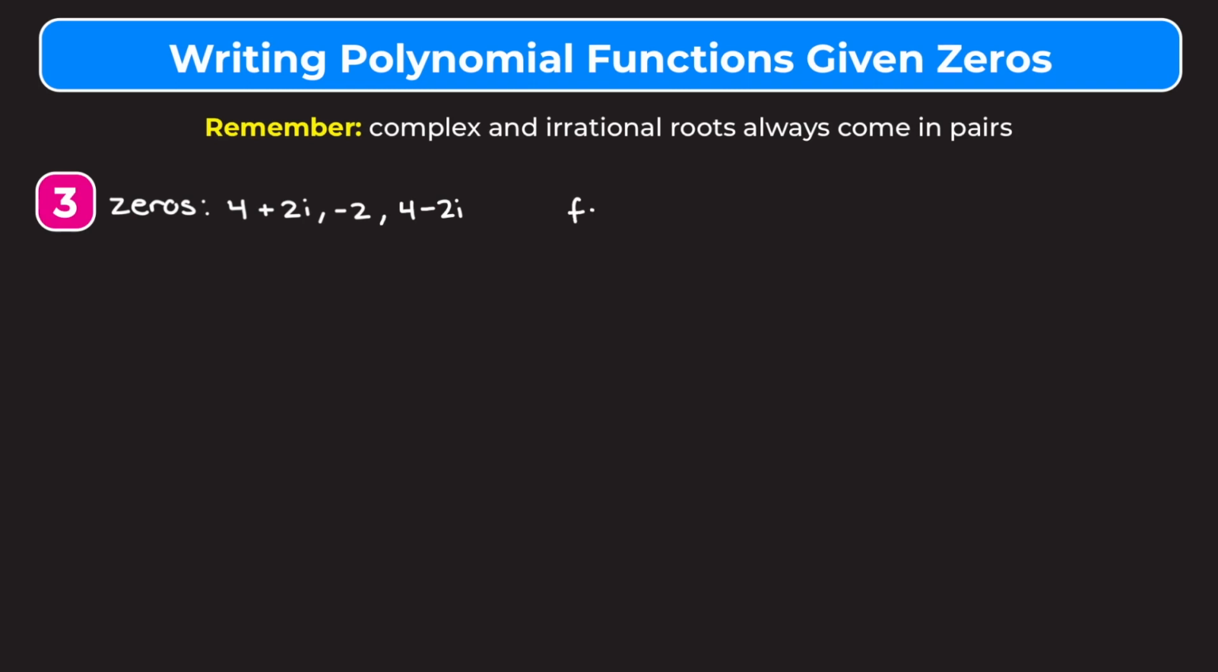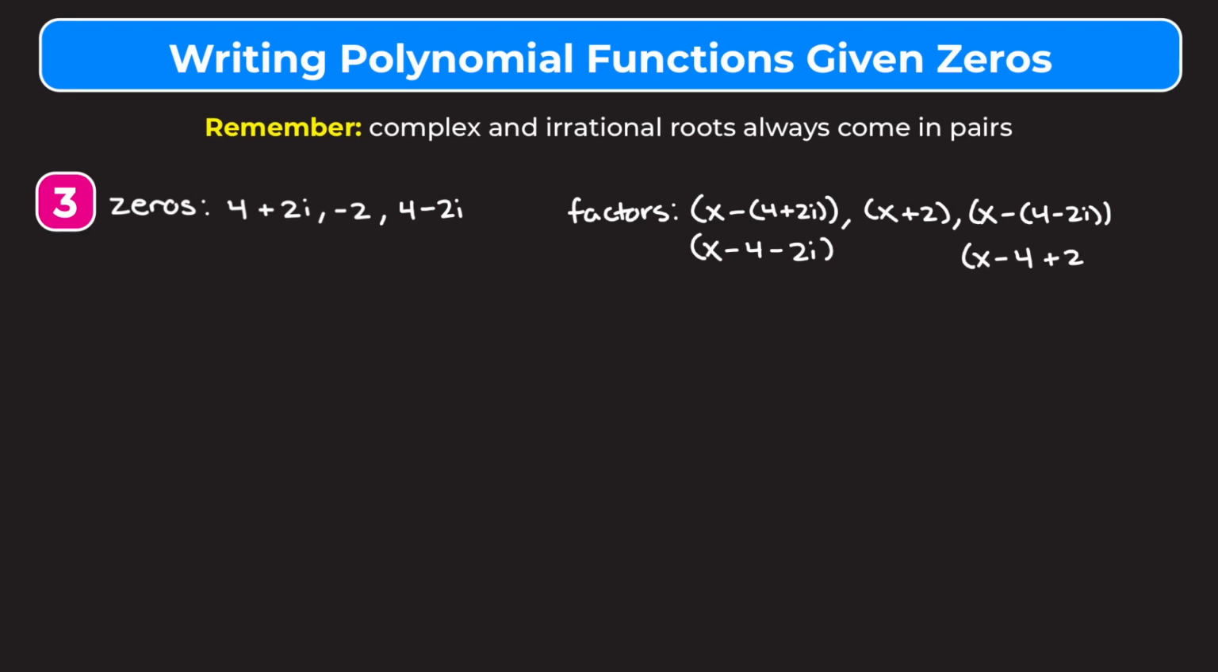So now let's write down what our factors are. So for our 0, that's 4 plus 2i. Our factor is going to be x minus 4 plus 2i. And let's just distribute that negative in. So we get x minus 4 minus 2i. For negative 2, we're going to have x plus 2. And for 4 minus 2i, we're going to have x minus 4 minus 2i. And again, let's just distribute this negative in. So we have x minus 4 plus 2i.